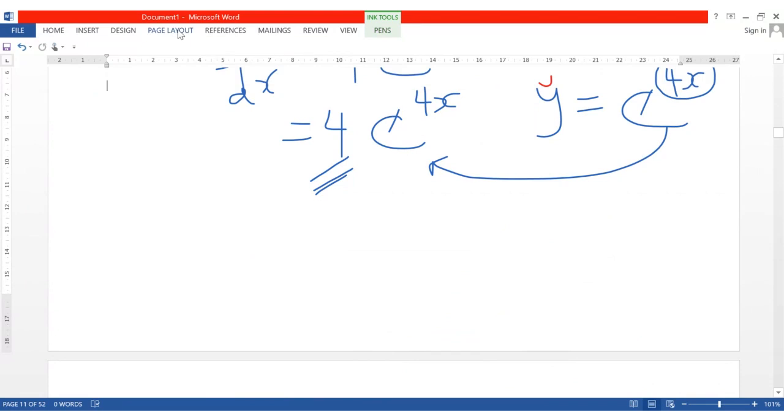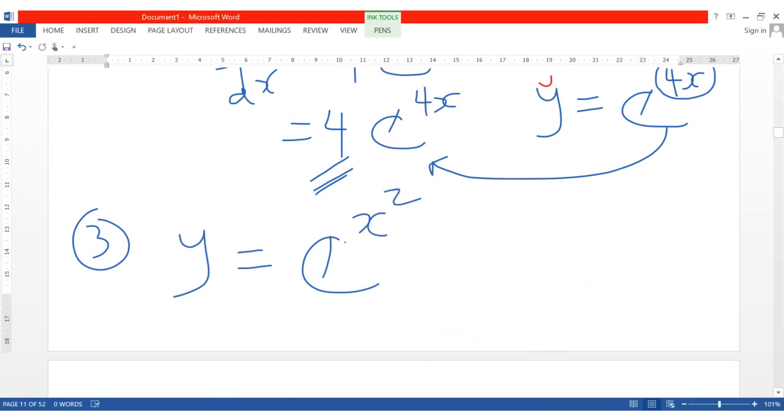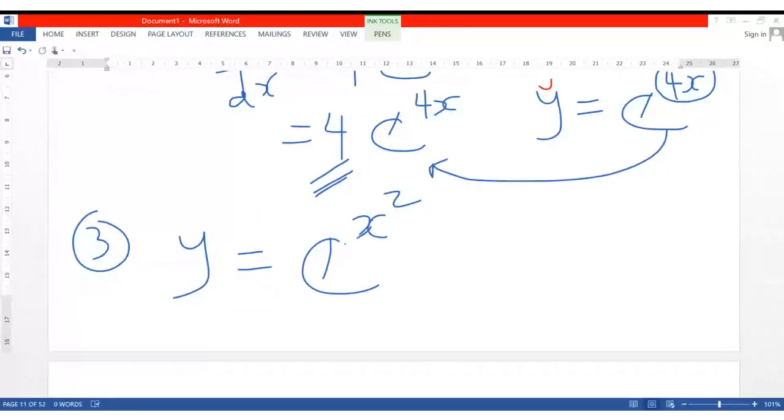Number 3. Because exponential is easy. Exponential x squared, you can try that one out. Exponential x squared. Try, tell me what you get. See which answer is correct between those two.